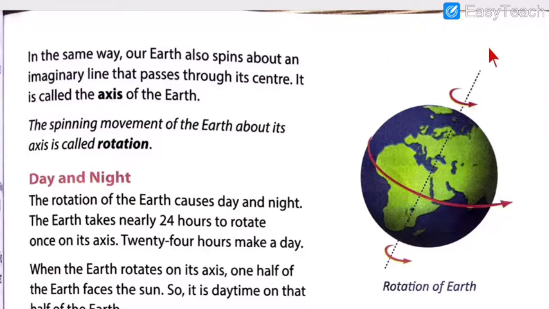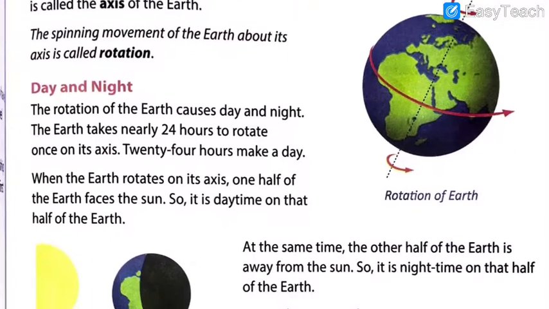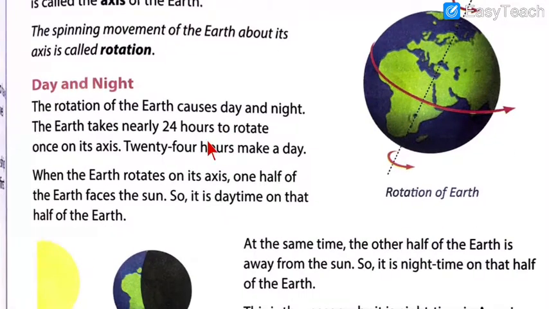It does not spin like this, anti-clockwise. It does not spin upside down. It only spins this way through the one imaginary line, on its axis. That is called rotation. And that makes day and night on the earth, because one rotation takes 24 hours. And now I hope you know why the day is of 24 hours.